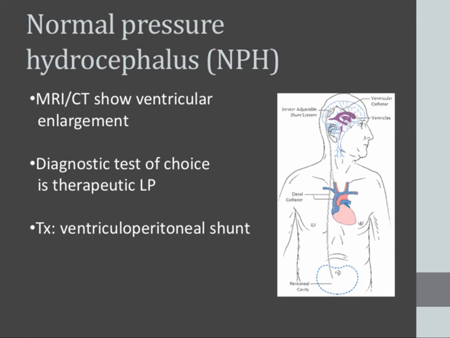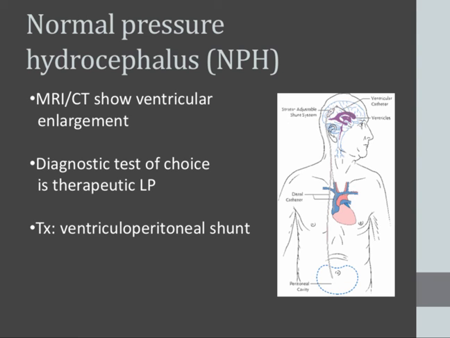Brain imaging here will show ventricular enlargement, and the diagnostic test of choice here is going to be a therapeutic LP. So what we'll do is we'll draw off 20 to 50 cc's of CSF and then retest gait and cognition. So the patients who transiently improve are most likely to benefit from the placement of a VP shunt. So what happens with the VP shunt, that you can see right here, is the excess CSF is diverted from the brain into the abdominal cavity.